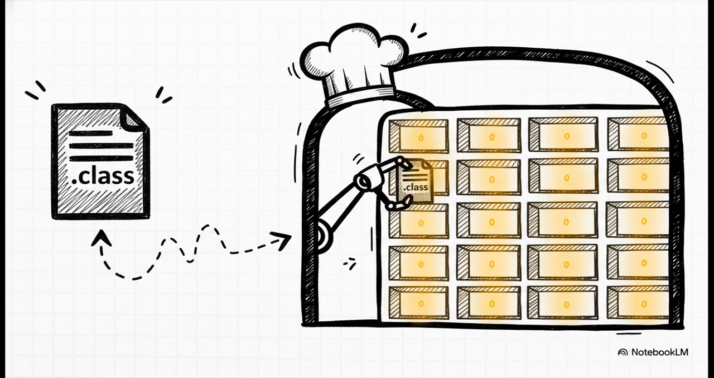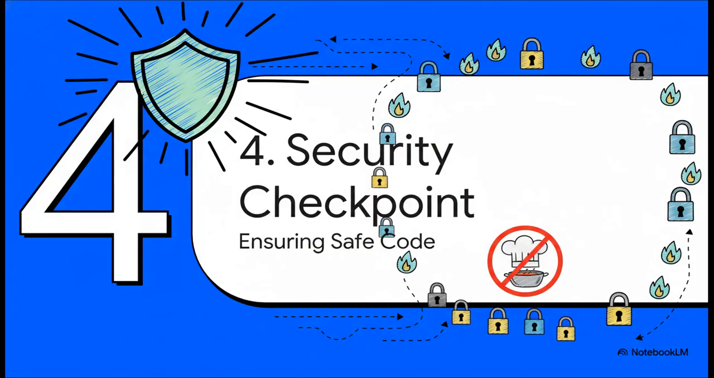So the second you hit run, the JVM just springs into action. Its very first job is something called class loading. It goes out, finds your .class file, our bytecode recipe, and very carefully loads it into its own special area of memory. And just like that, our program has officially entered the kitchen. But hold on a second. Before the chef even thinks about starting to cook, there's a super important security step.